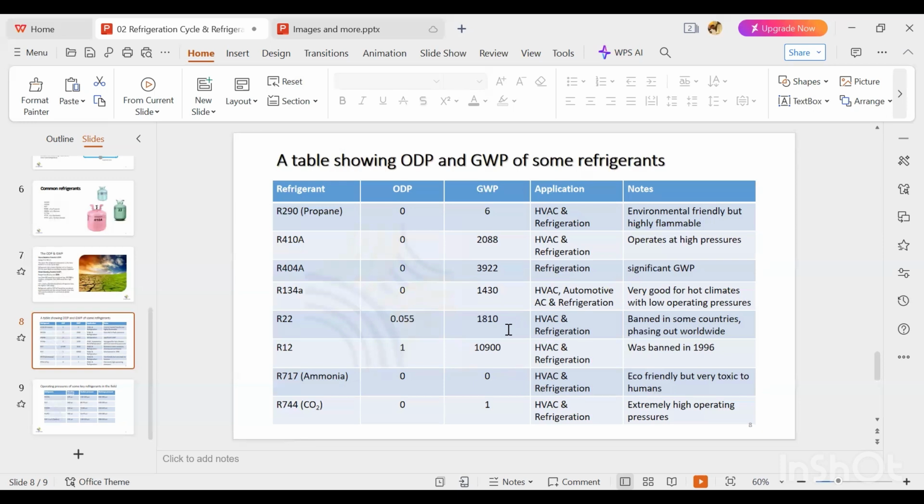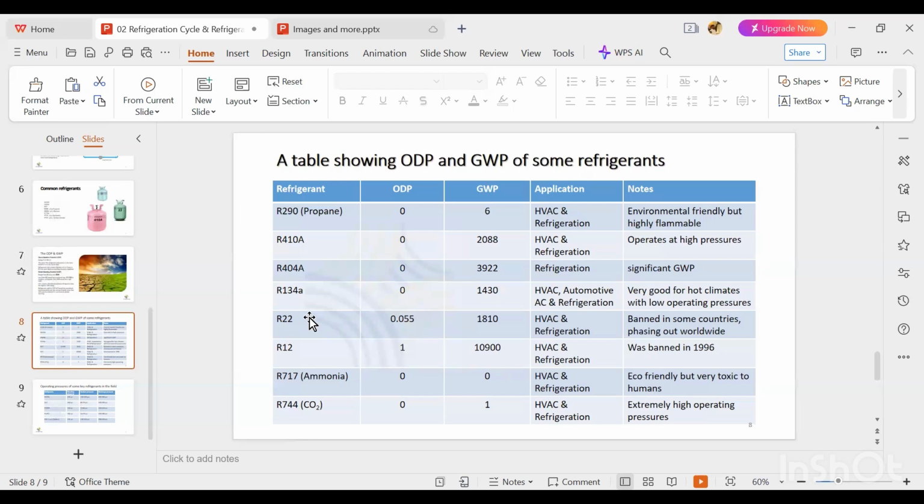Of course, we can now see what is happening all over, because the sun is too much now. It is going through the ozone layer like there is nothing. So it is causing a lot of issues. So some of this refrigerant R22 was banned in some countries, and it is now being phased out worldwide. Like in the US, there is no more production of R22.